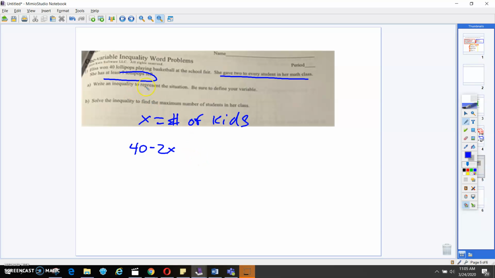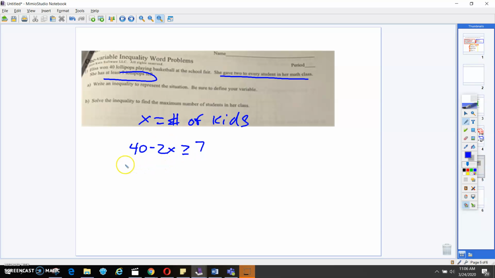So she has at least 7 lollipops left. At least 7, so she could have equal to 7, or she could have more than 7. It's going to be 40 minus 2x is greater than or equal to 7, which is what we did right here. Then it says solve the inequality to find the maximum number of students in her class. So now we're going to solve for x.